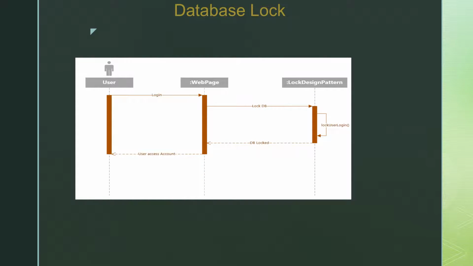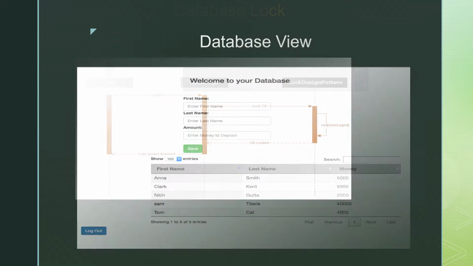And this is how the database lock is implemented. So the sequence diagram: the user logs in to the web page for the database, and then the database gets locked by the design pattern. And then once the database is locked, that gives the user access to the account. So now we can see an example of how this all works.